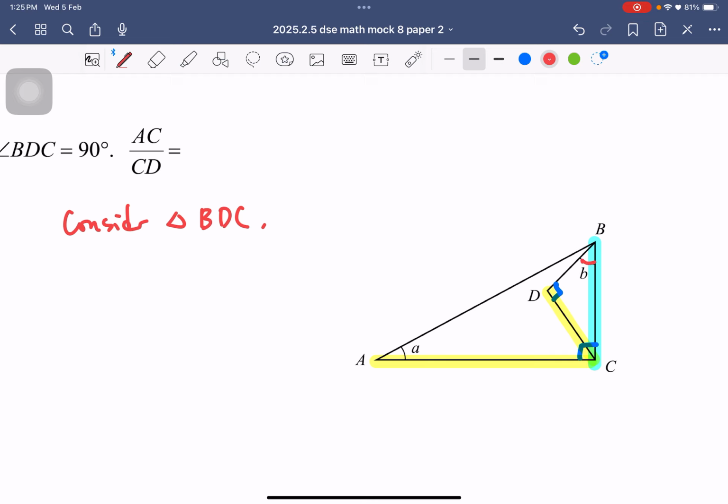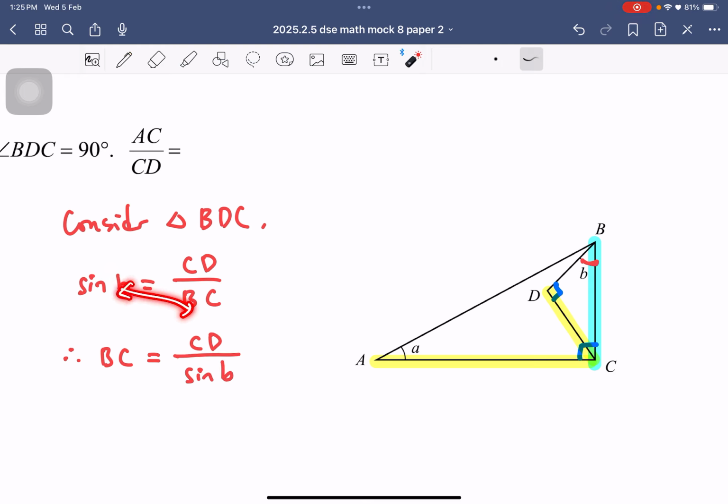This is B, isn't it? Then the required side DC is our what side? Opposite. And this blue side is gonna be the hypotenuse. So opposite and hypotenuse, which is sine. So we can say sine B is equal to CD over BC. Okay? So that we have BC is equal to CD over sine B. Eddie, what you have done, just swap these two things. Just swap it. Okay, so that's the relationship that we have.